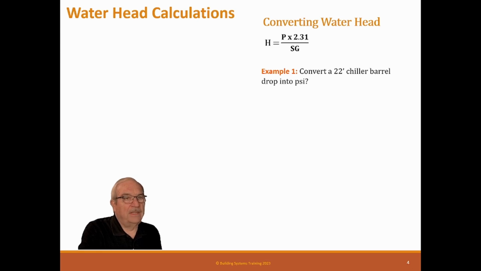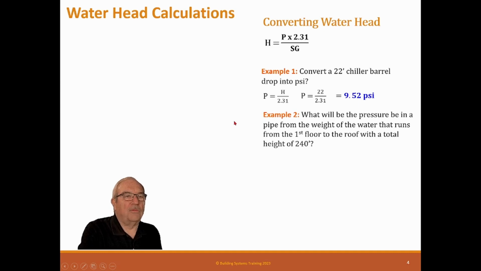But for normal things, so if we have a 22-foot barrel drop, what we want to do is take this formula, which is H divided by 2.31 to get the pressure, which is 22 divided by 2.31, which is 9.52 PSI. So that's how you would do that. Pretty easy formulas. So what will the pressure be in a pipe from the weight of the water that runs from the first floor to the roof with a total height of 240 feet?